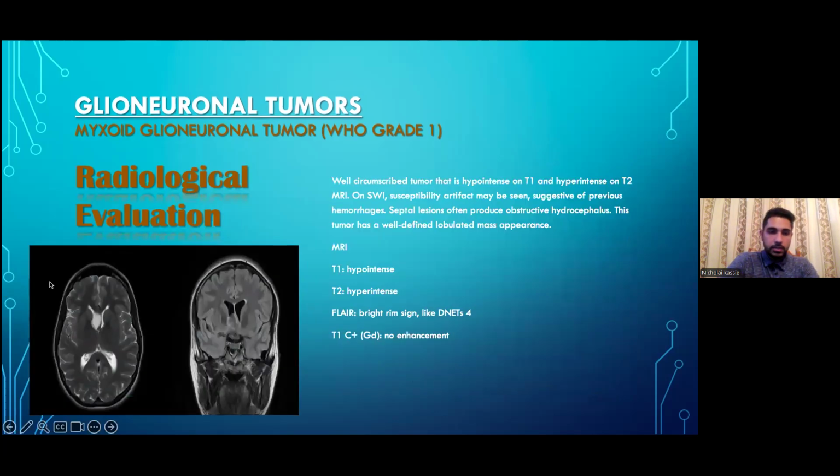When describing these tumors radiologically, they are well circumscribed tumors that are hypointense on T1 and hyperintense on T2 MRI. On SWI, susceptibility artifact may be seen, suggestive of a previous hemorrhage. Septal lesions often produce obstructive hydrocephalus, and this tumor has a well-defined lobulated mass appearance. On MRI, T1 hypointense, T2 hyperintense, FLAIR bright rim sign like the DNETs, and on T1 gadolinium, usually no enhancement seen.